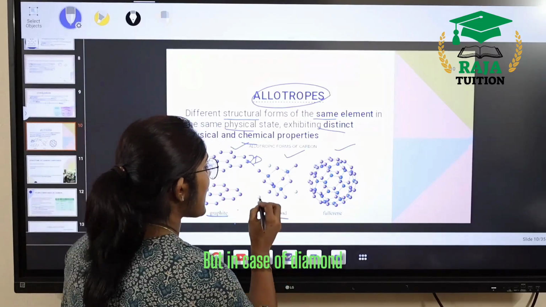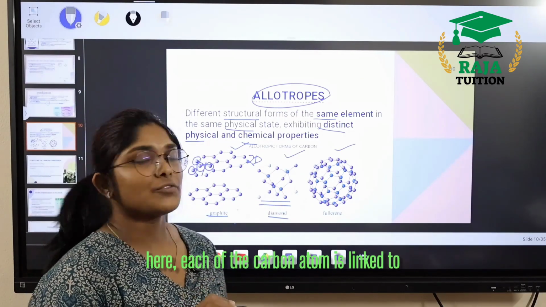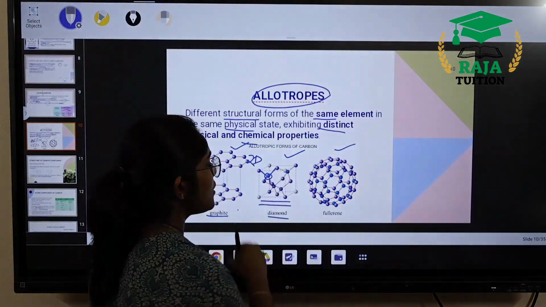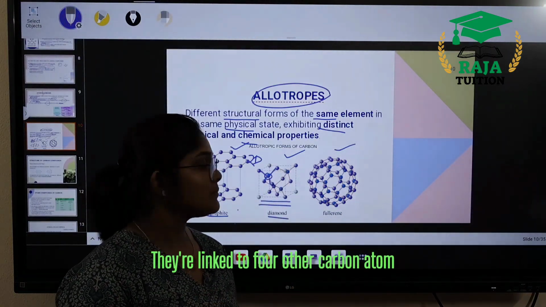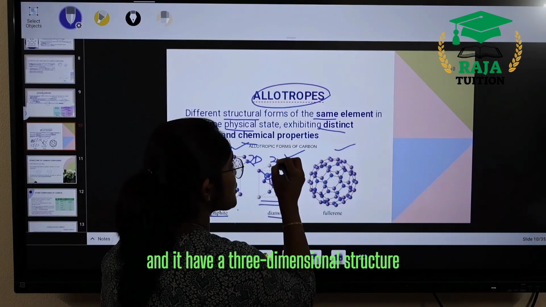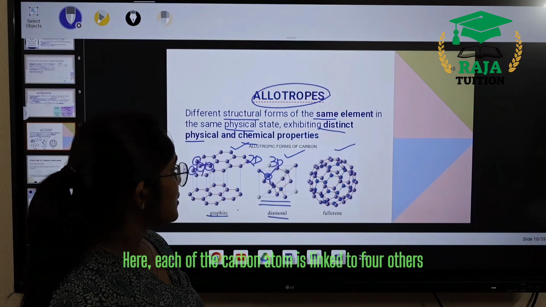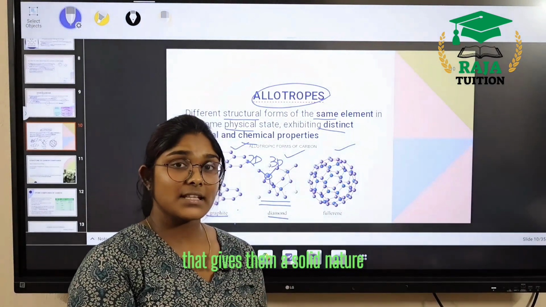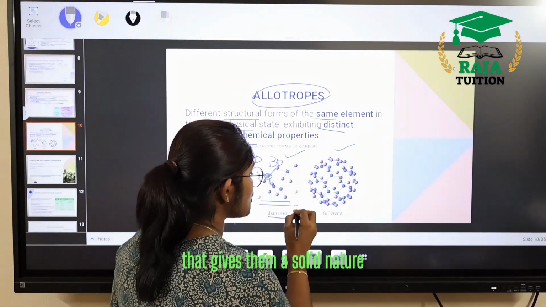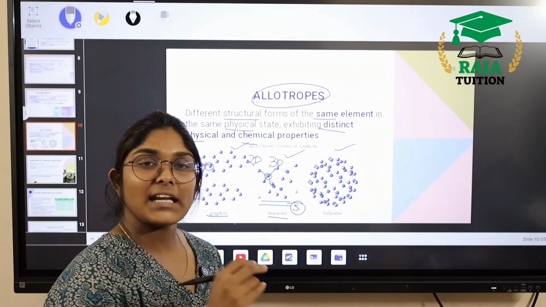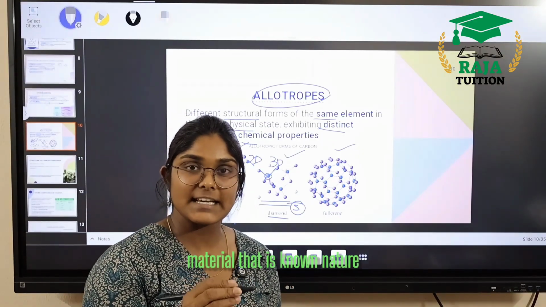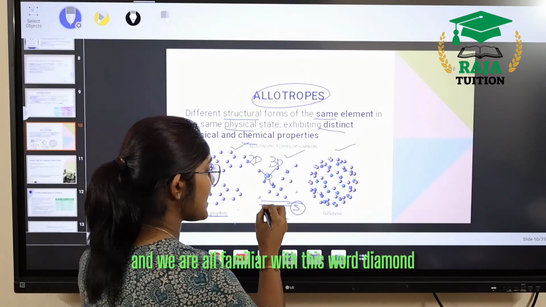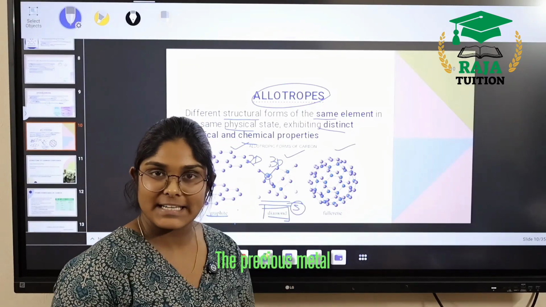But in case of diamond, each of the carbon atoms is linked to 4 other carbon atoms, and it has a 3-dimensional structure. That gives them a solid nature. It's the hardest natural material ever. They can be used for cutting. And we are all familiar with this word, diamond, the precious stone.